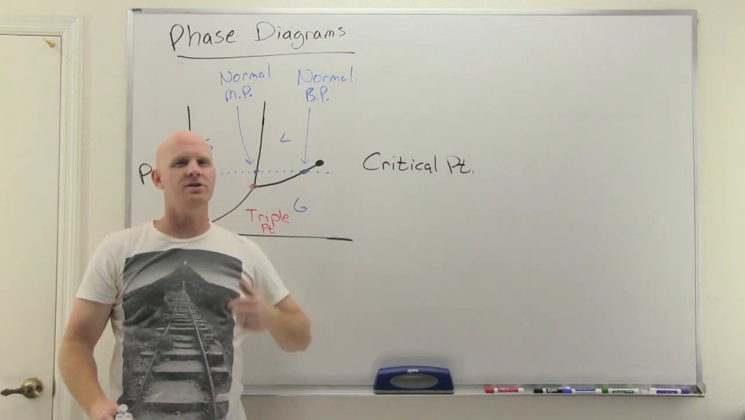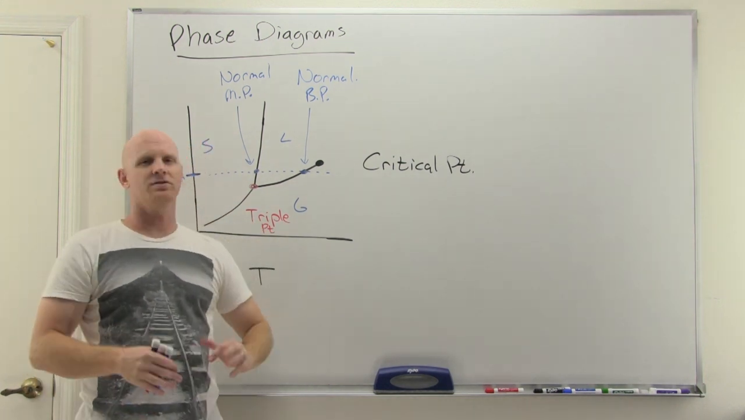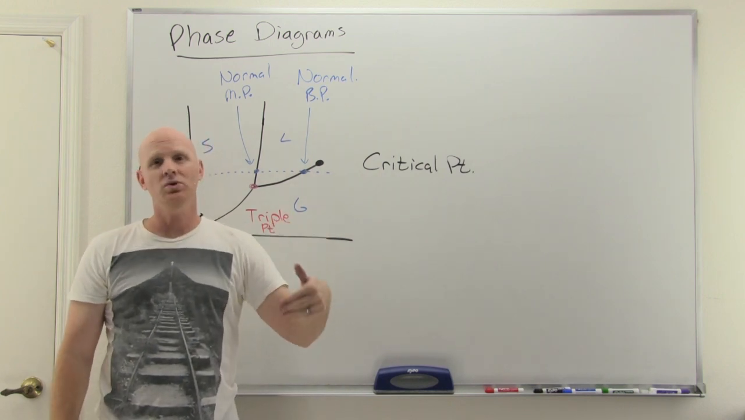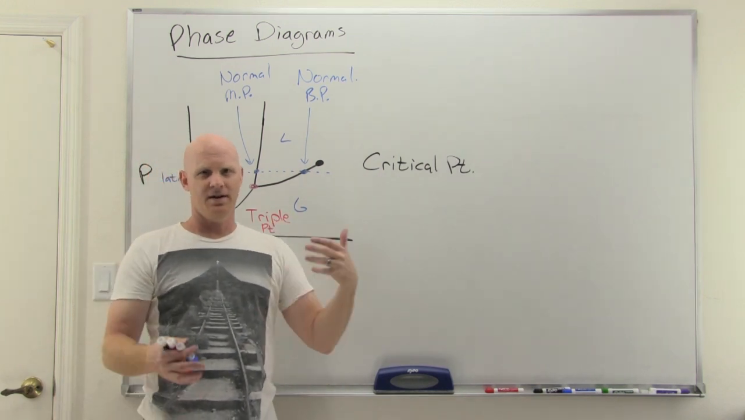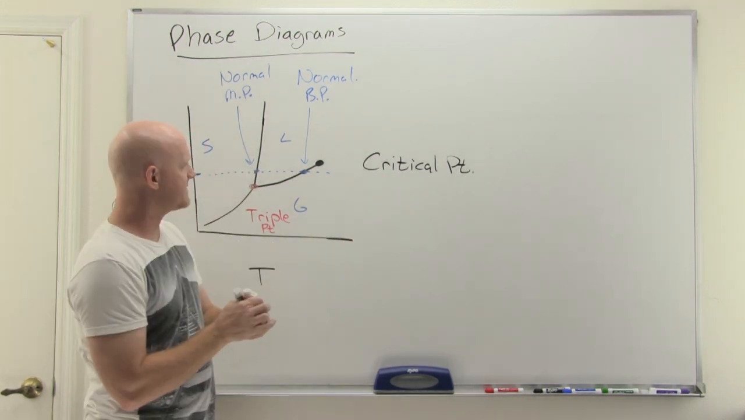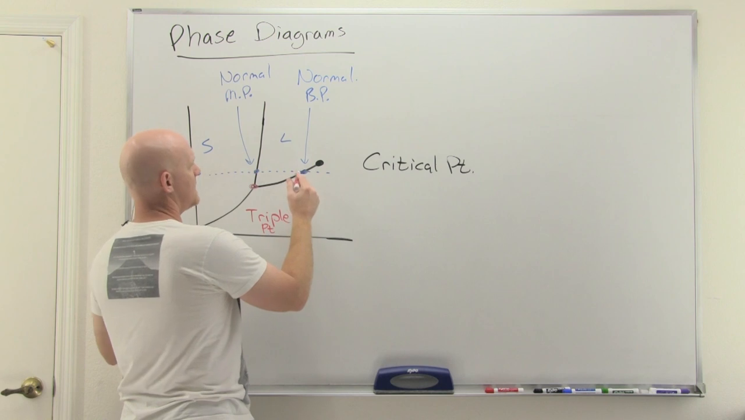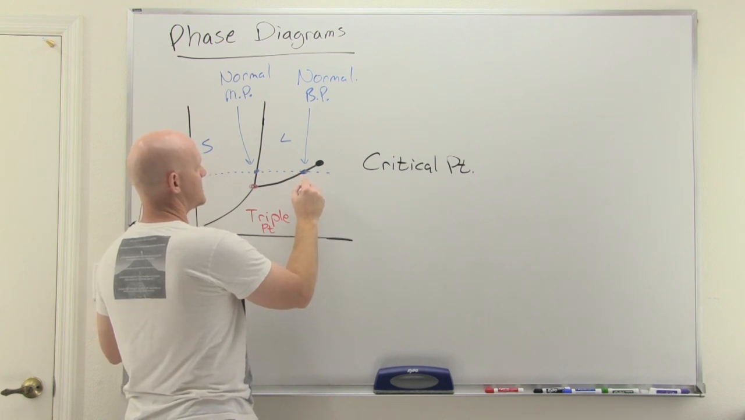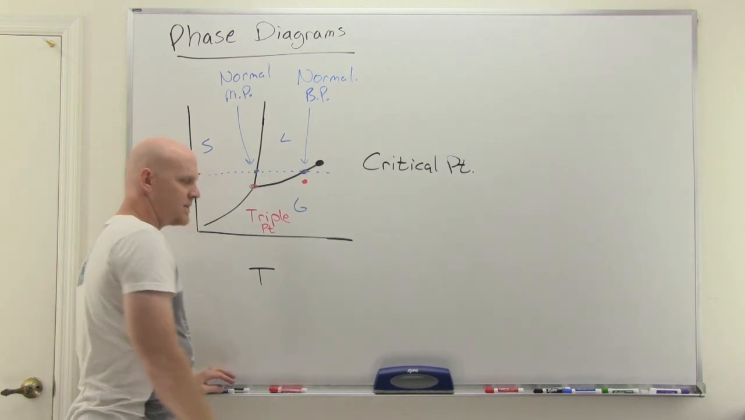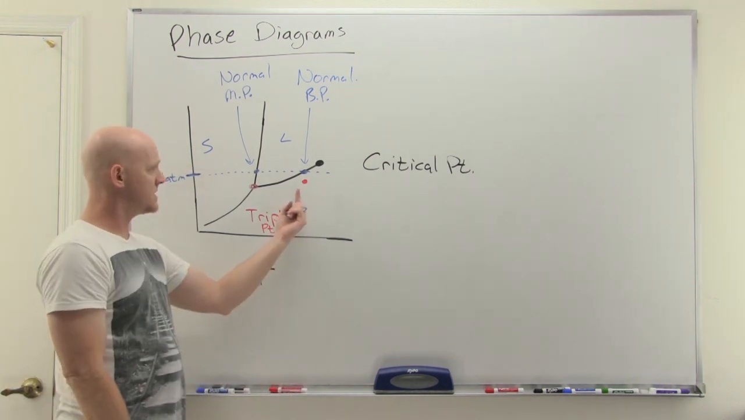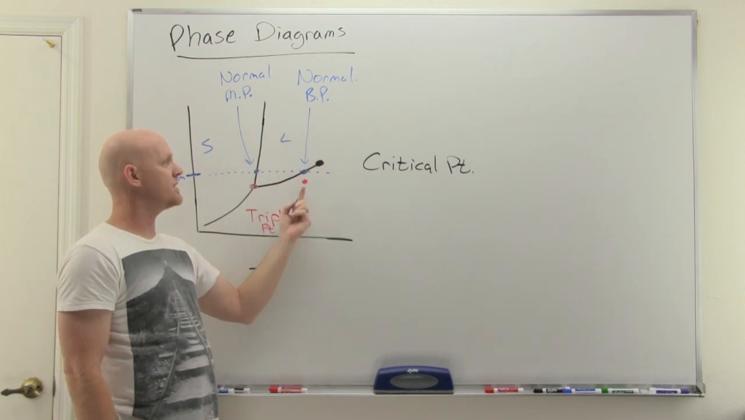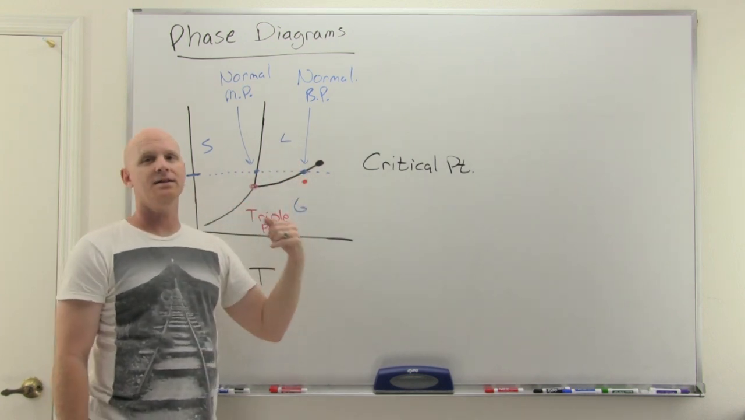That critical point is kind of an interesting point, and a lot of students get lost on what that actually means. But the idea is that beyond that critical point, there is no liquid gas phase transition. That's kind of weird, and it's kind of hard to visualize what that means. So let's look at this for a second. Let's say we've got a gas right here, and we take that gas and jack up the pressure. Well, if we move up in pressure, at some point we're going to cross that liquid gas line of equilibrium and it's going to turn into a liquid.